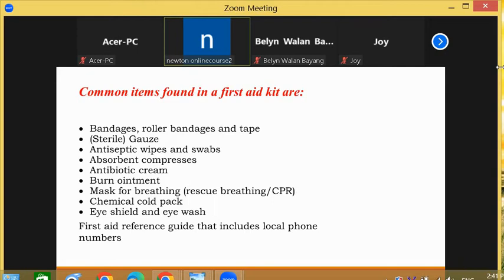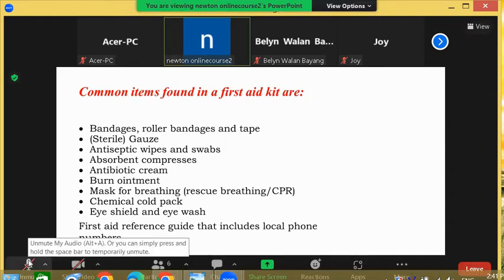Before you put these things into the bag, you have to check the expiry date of the medicines also, because we don't know the expiry of the antibiotic cream and burn ointment. If you apply it to the patient, it may make things worse. So before arranging the first aid kit, you have to check the expiry of that medicine. And the mask for breathing is also for emergency situations.